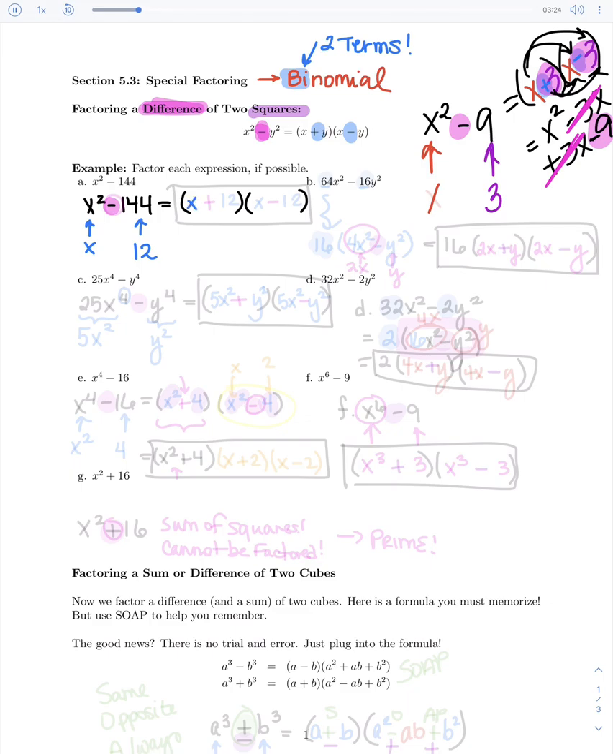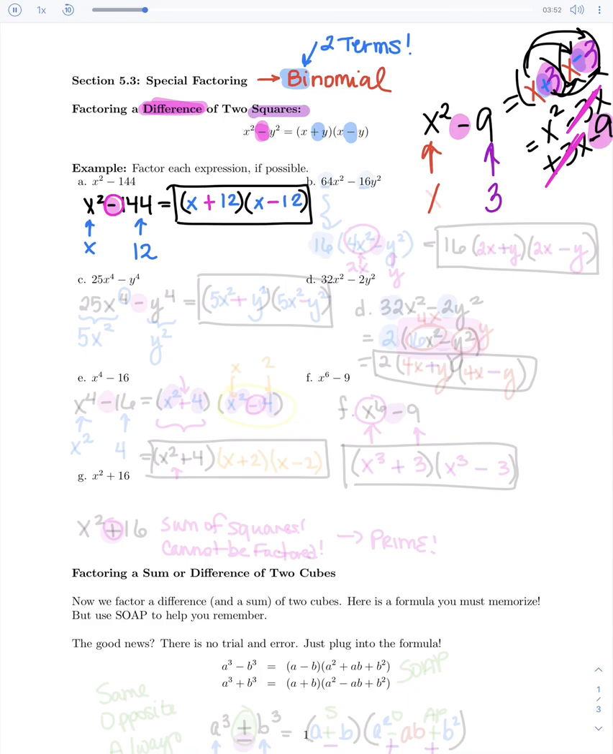So when we factor this out, we've got a difference of two squares. We've got an x and a 12 in both slots. And the formula told us that in order to get a negative here, we need a plus and a minus. That will also make sure those inside terms cancel out. Our final answer is x plus 12 times x minus 12. It doesn't matter if you put the one with the plus first or the one with the minus first. Let's take a look at B.